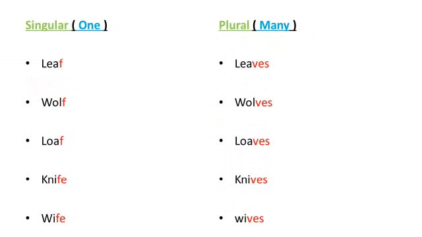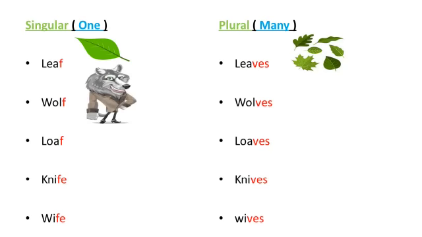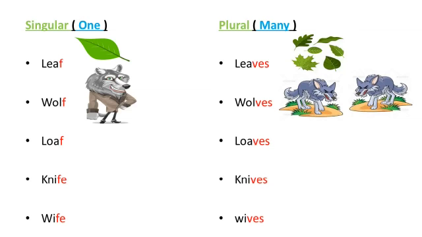The first word is leaf. Children, the word leaf ends with letter F. We drop F and make it VES. So it becomes leaves. Then we have wolf. Wolf ending with F. We drop F, add VES, and it becomes wolves.